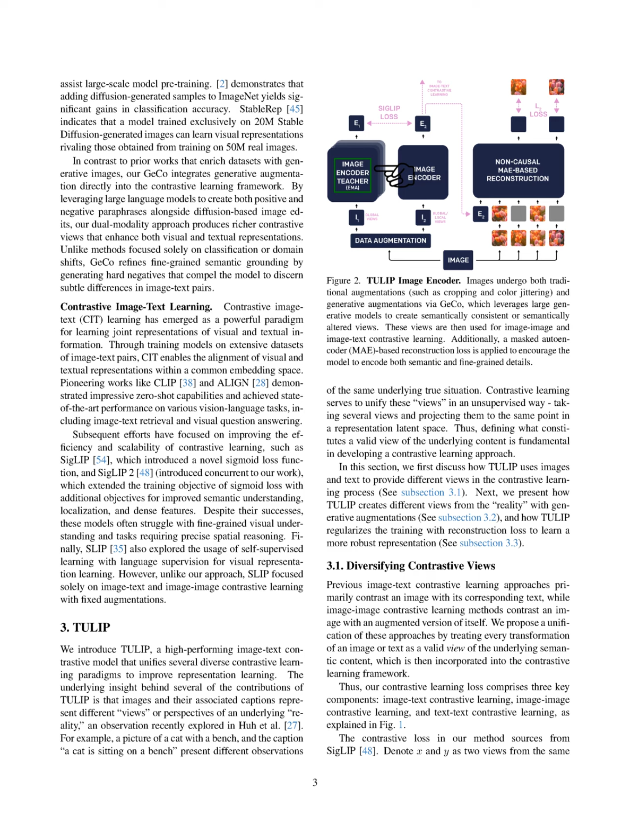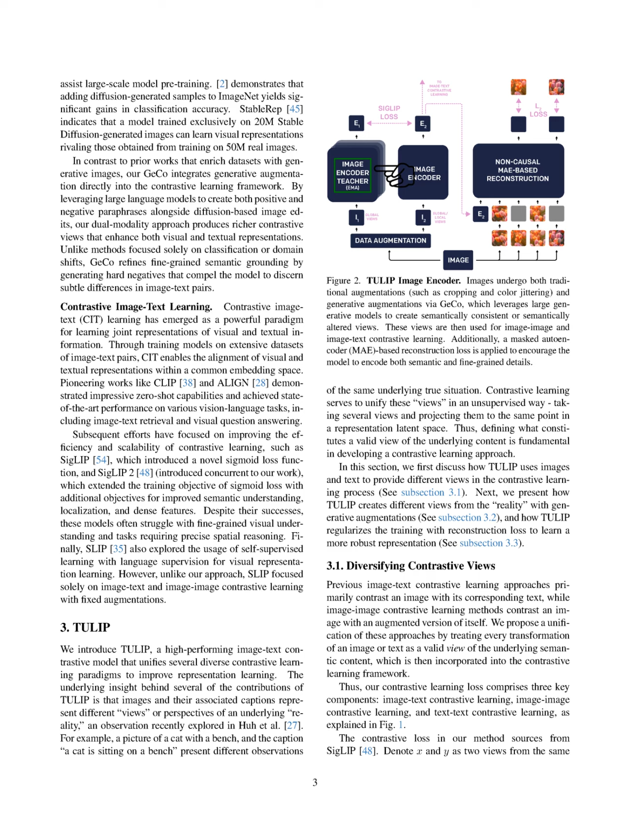We first explain how TULIP utilizes images and text to create different views in the contrastive learning process. Then, we describe how TULIP generates diverse views from reality using generative augmentations and how it employs reconstruction losses to strengthen the learning of robust representations. To diversify contrastive views, we note that previous methods mainly contrasted an image with its corresponding text or an augmented version of itself. We unify these methods by considering every transformation of an image or text as a valid view of the underlying content, which we incorporate into our contrastive learning framework.